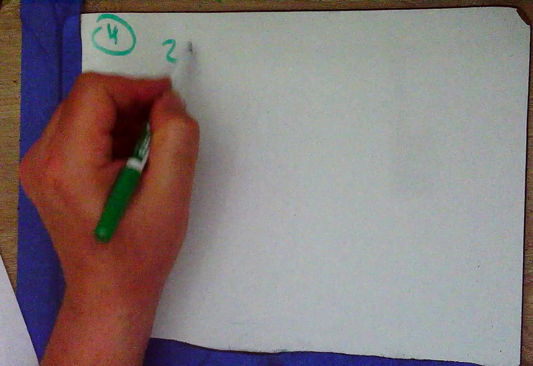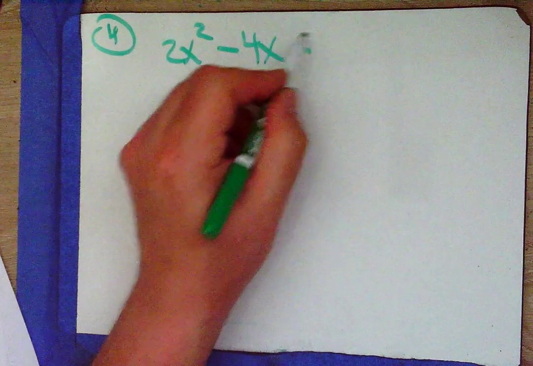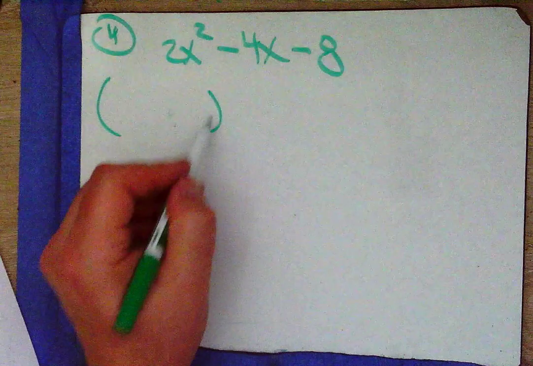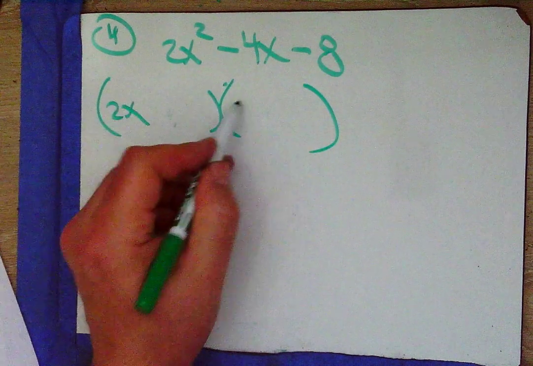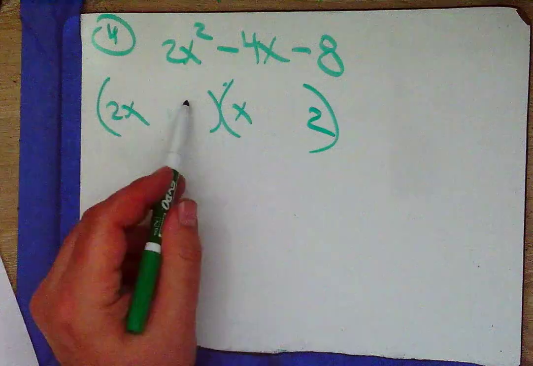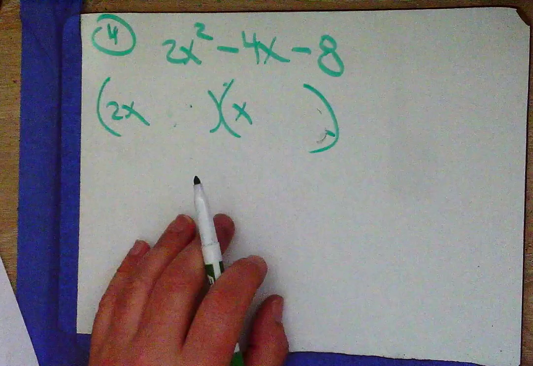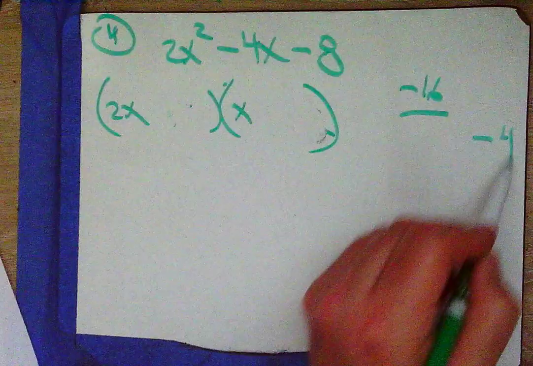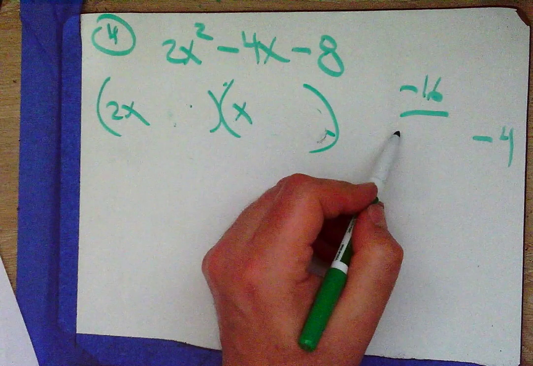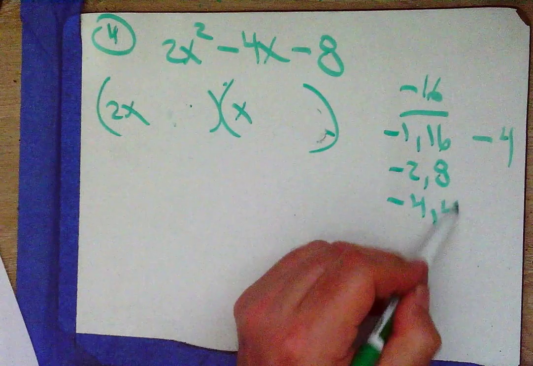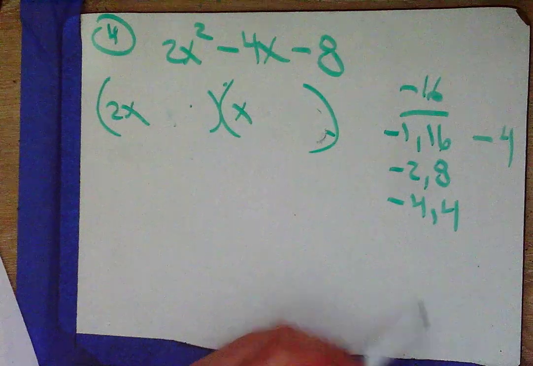Okay, how about number 4? Number 4 says 2x squared minus 4x minus 8. Okay, I'm going to go the long way, even though I myself am pretty comfortable with this. 2 and 4. No. Oh, does this not factor? Factors of 16, negative 16 that add up to negative 4. So how about negative 1 and 16, negative 2 and 8, negative 4 and 4? None of those add up to negative 4.